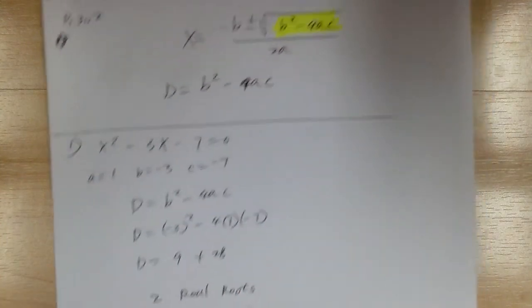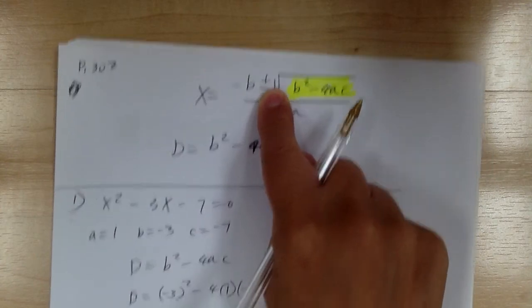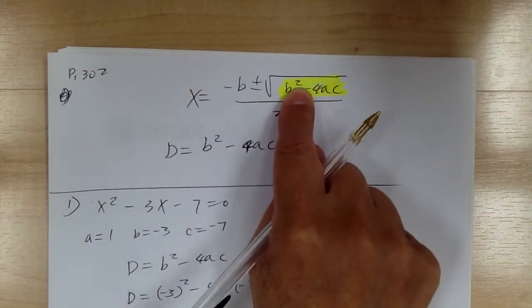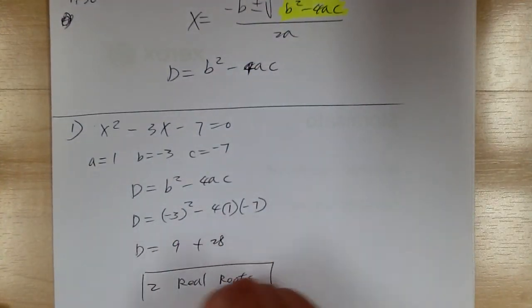Okay, again, the reason it's 2 is because of plus or minus, right? So you get 2, and it's real because if this is greater than 0, you're going to get some kind of number, so it's real. Okay, and so you're going to get two real roots.